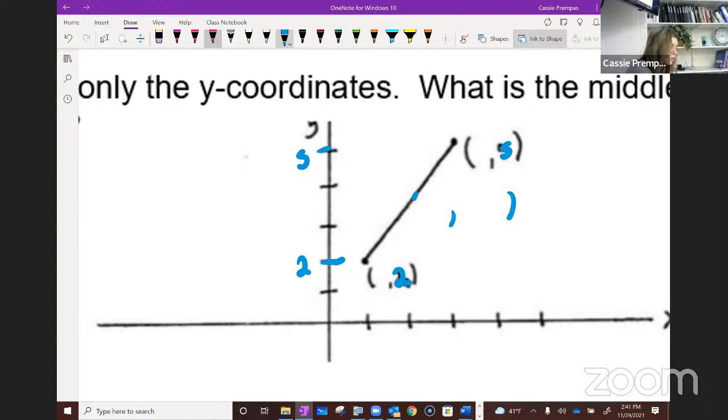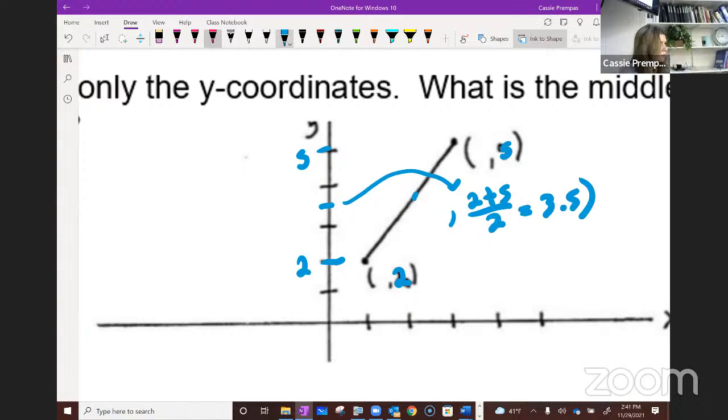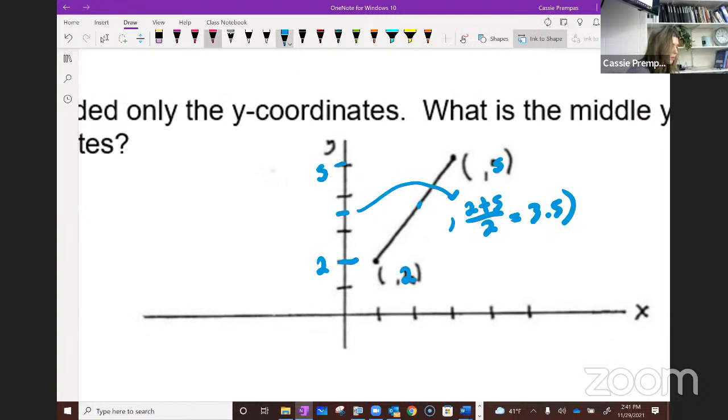3.5. You would look in between, it would be right here. And that's where the y coordinate would line up. Now, if you instead want to just find the average, just 2 plus 5 divided by 2 tells you that that should be 3.5. So that's all you're doing with a midpoint.